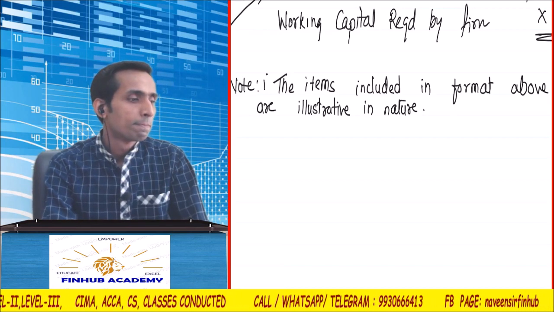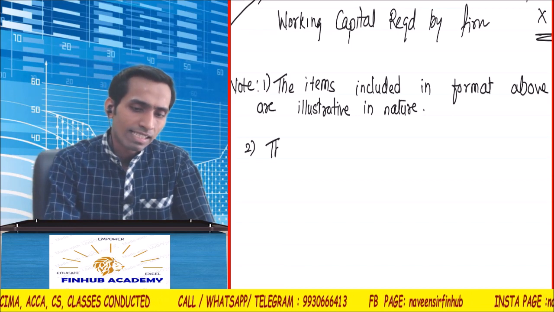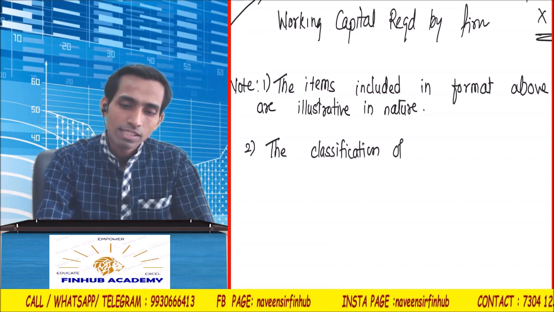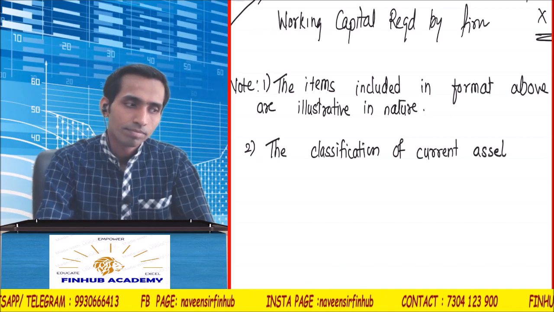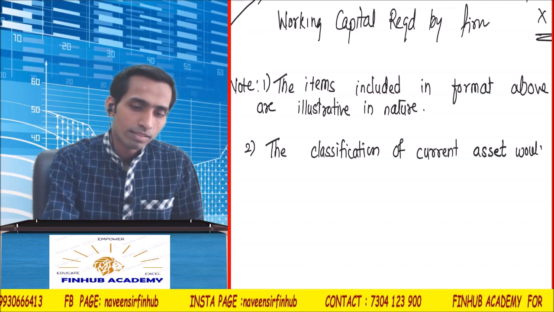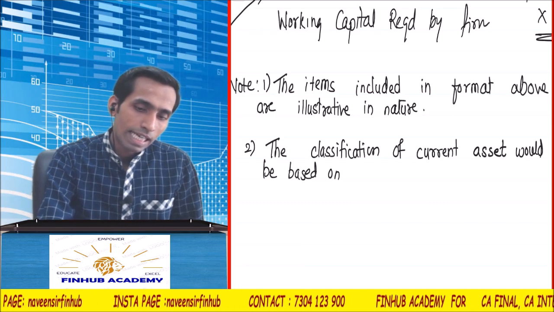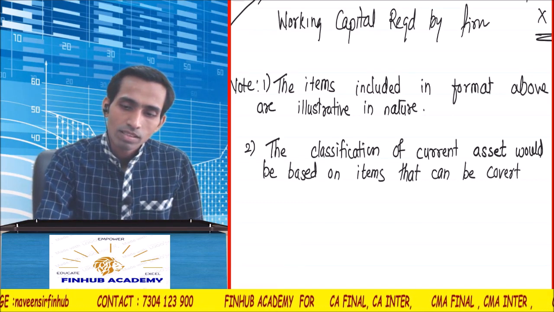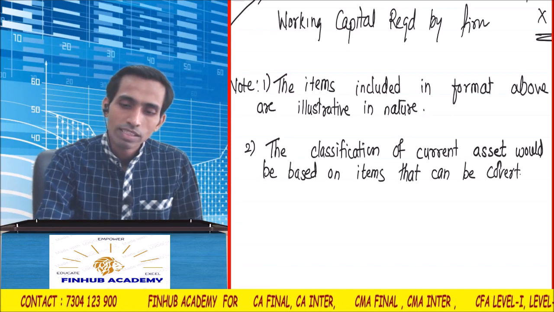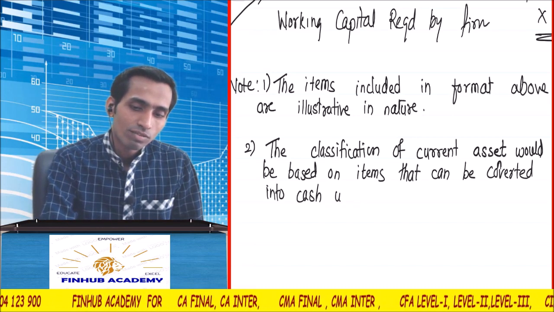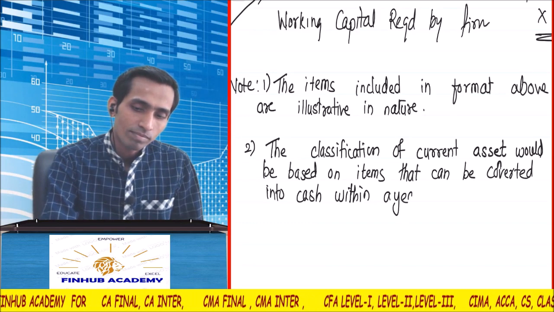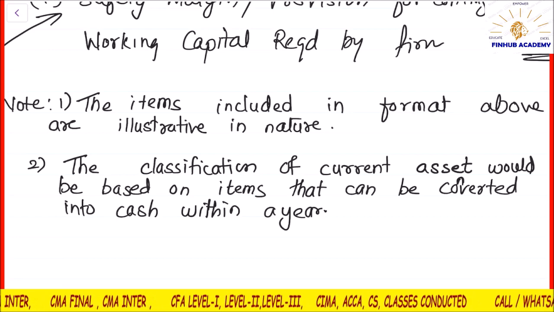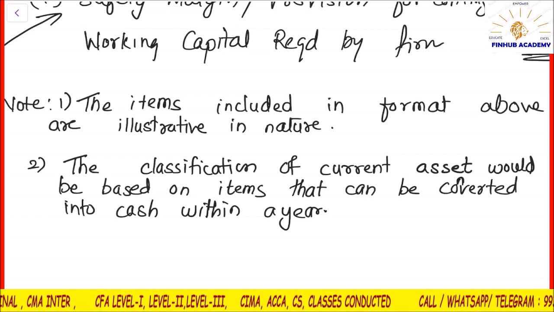Second, the classification of current assets would be based on items that can be converted into cash within a year. The items included in the format above are illustrative in nature. The classification of current assets would be based on items that can be converted into cash within a year.